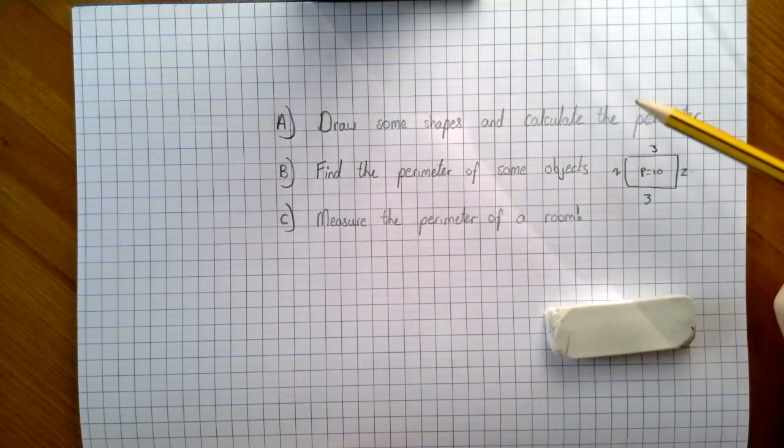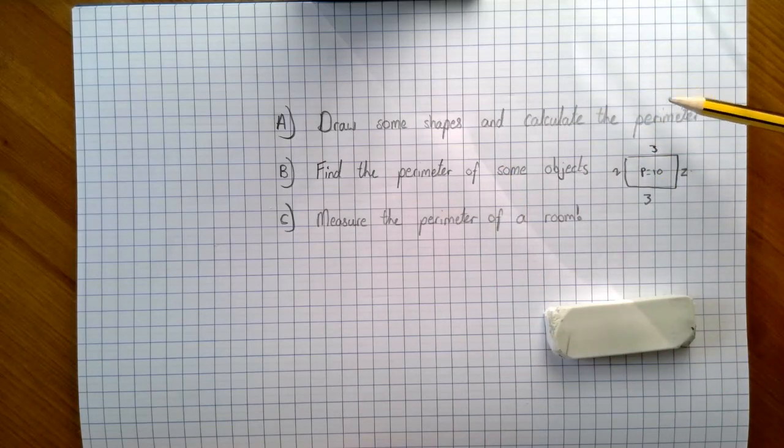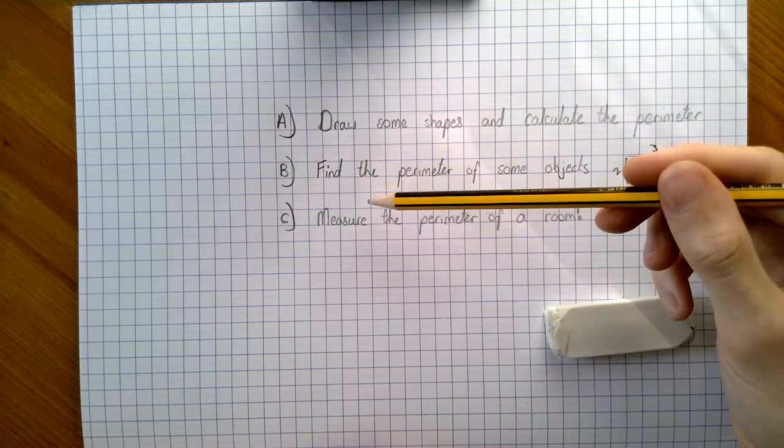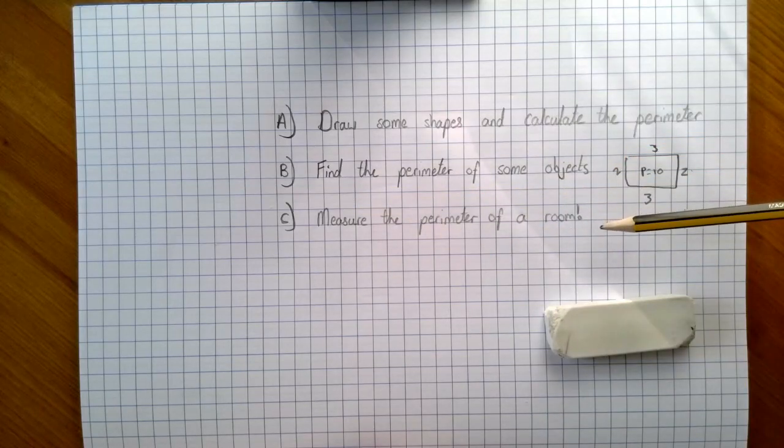So just to recap, draw some shapes and work out the perimeter. Find the perimeter of some objects using either a ruler or something else that can be a fixed measurement. And then finally, if you can, have a go at measuring the perimeter of a room.